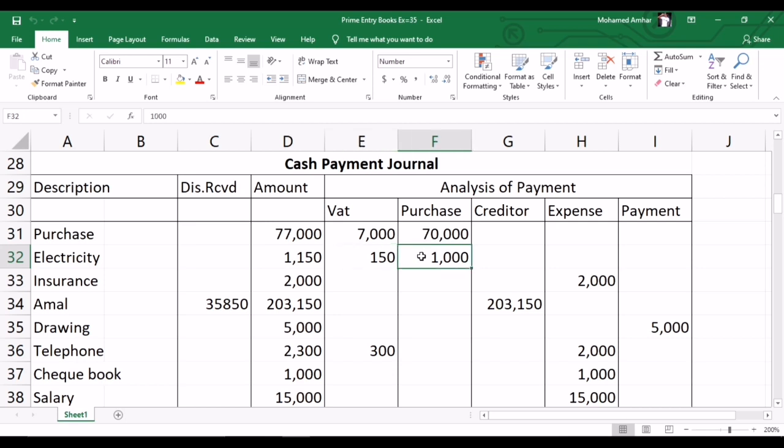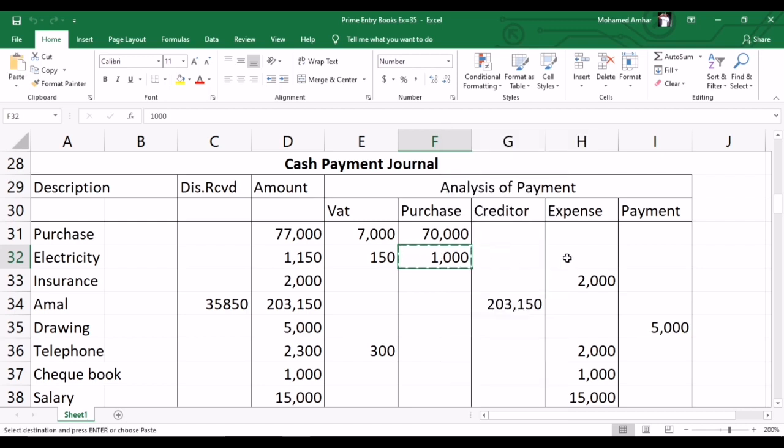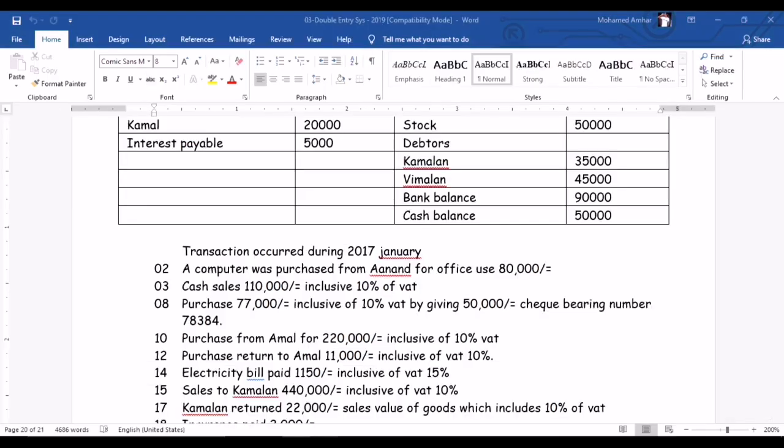So the balance should come under the expenses. So cut this and paste here. It is an expense, no, electricity. Yeah, expenses. Right. Then go to the question again.